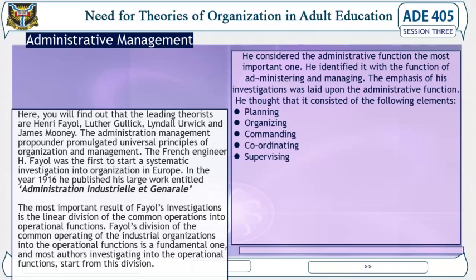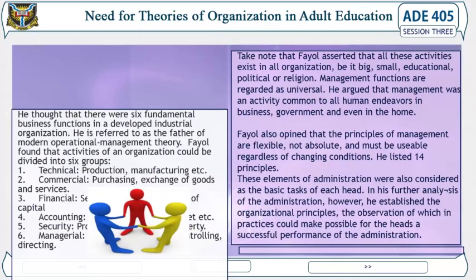He thought that it consisted of the following elements: planning, organizing, commanding, coordinating, controlling. He thought that there were 6 fundamental business functions in the developed industrial organization. He is referred to as the father of modern operational management theory. Fayol found that activities of an organization could be divided into 6 groups.